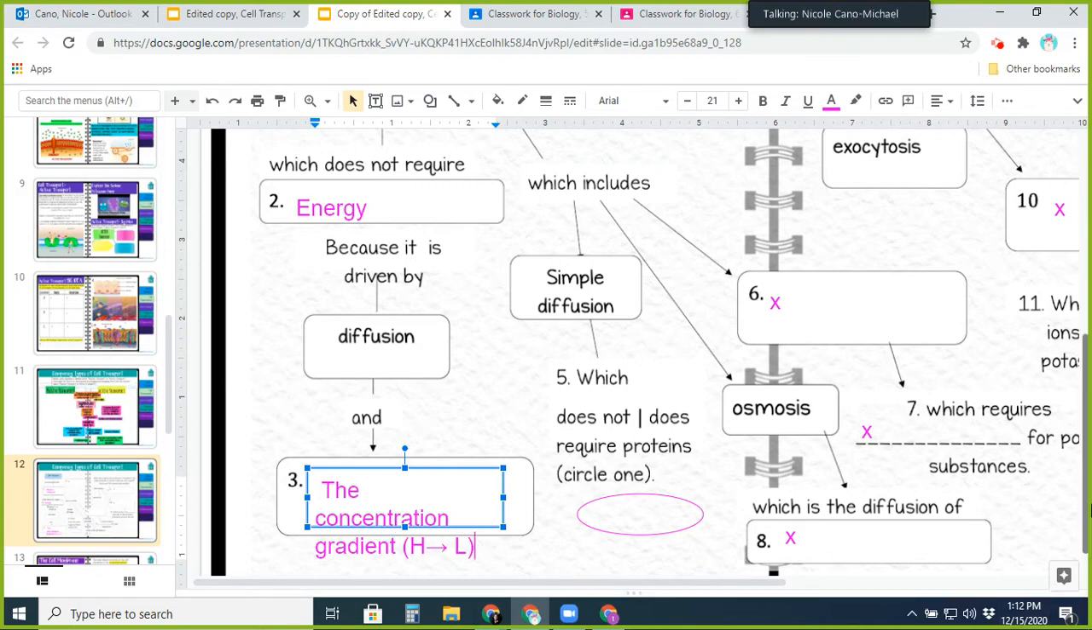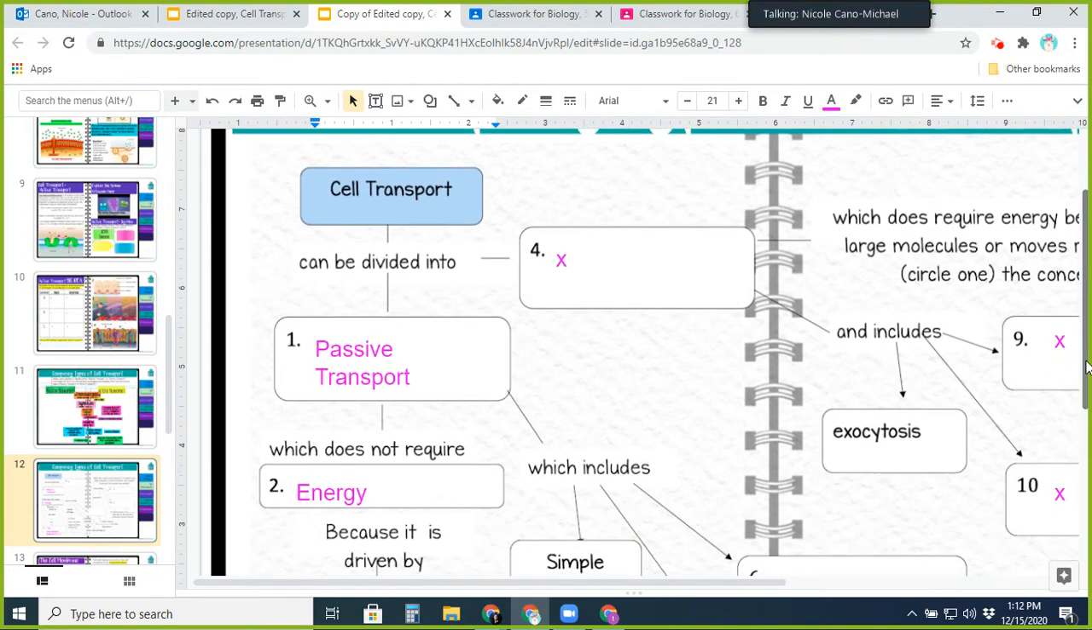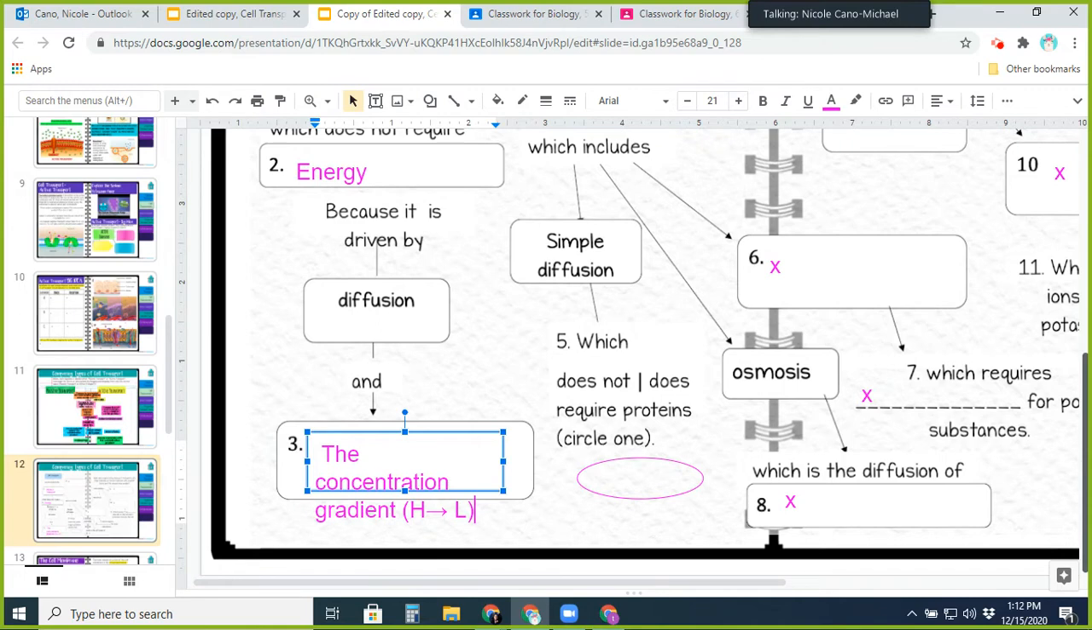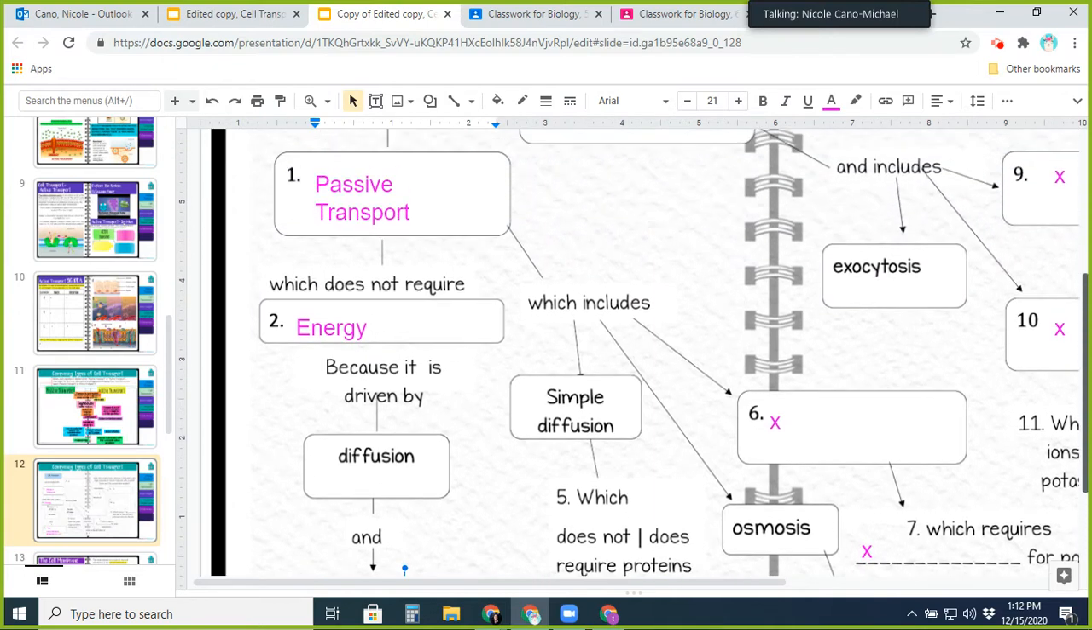So again, passive transport is a form of cell transport, a way of getting things in and out of the cell that does not require energy because it follows the concentration gradient, which means it goes from an area of high concentration to an area of low concentration, and that happens naturally.